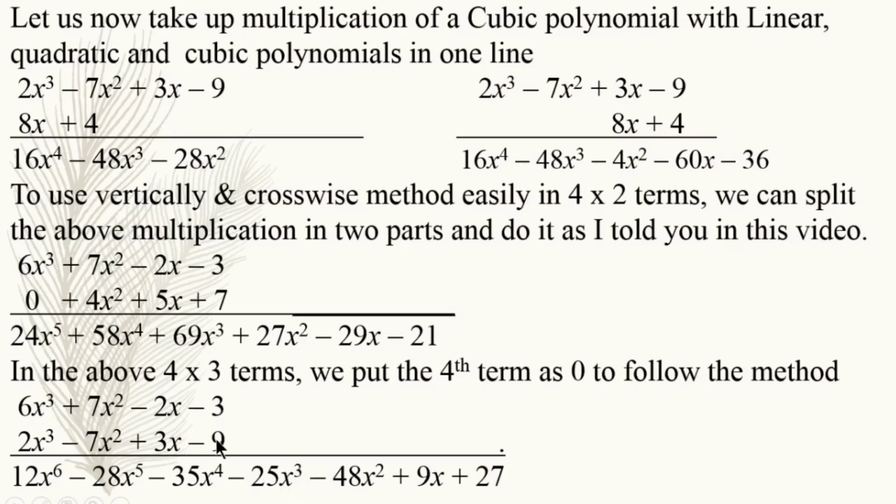Then we cross multiply these and vertically multiply these to get x squared values. So it's minus 63. And here we get minus 6, minus 69. And here we get plus 21. So it's minus 48, x raised to power 2. Then we cross multiply these to get x values. So plus 18 minus 9 is plus 9x. And then we vertically multiply these to get 27. So this way it's very easy to do this multiplication in one line.